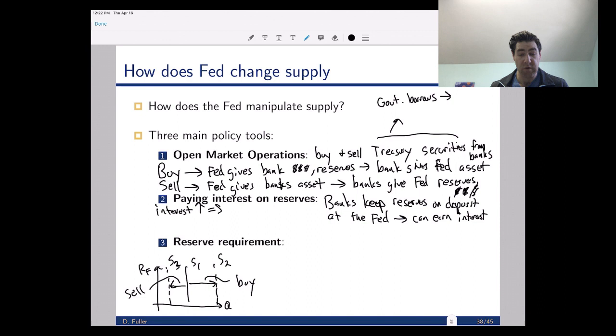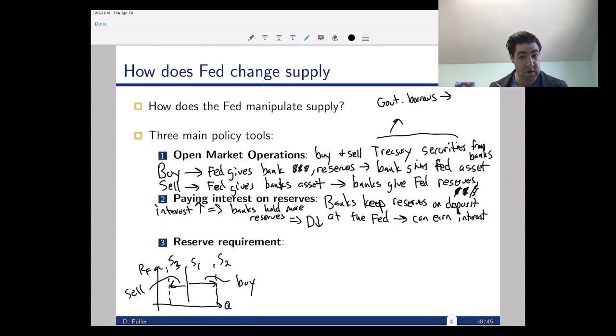So if the Fed increases the interest they pay on reserves, banks want to hold more reserves. And when they hold more reserves, the demand for reserves in the federal funds market is going to decrease. Banks have plenty of reserves to cover transactions. They don't have to go to the federal funds market as often. So demand is going to go down.